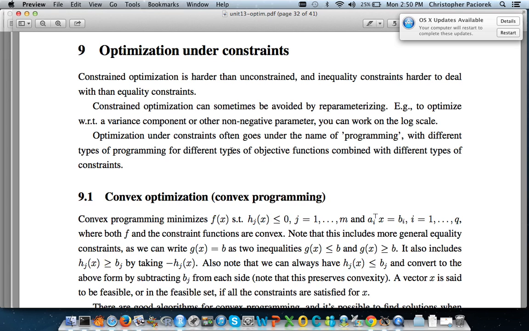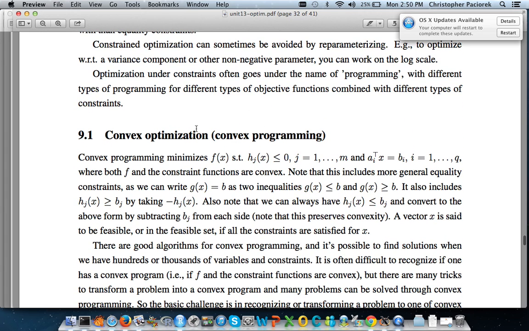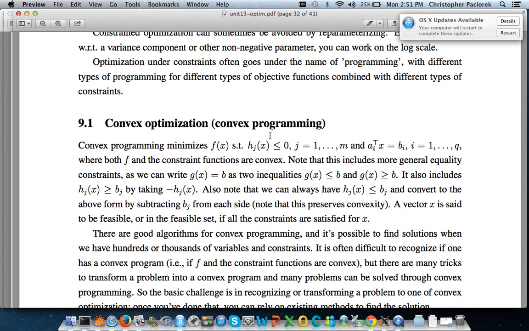But basically, my understanding is that when you optimize under constraints, one name for that is programming. So you'll hear things like linear programming and quadratic programming and cone programming, second-order cone programming, and things like that. All of those involve different kinds of optimization problems where there's a constraint involved. So we'll see a couple examples of that. But the more general problem is if you're doing convex optimization with these constraints, then it's often called convex programming. So you may also hear that terminology.